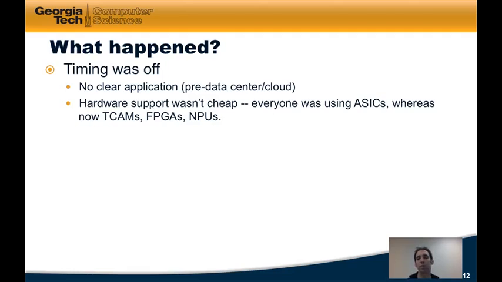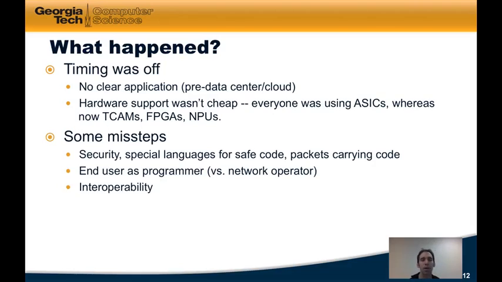Additionally, hardware support wasn't cheap. Everyone was using ASICs to support this type of technology. Now we have a lot more options to support programmable data planes, such as TCAMs, FPGAs, and network processors. There were also some missteps. In particular, there was a lot of focus on security, providing special languages for safe code, talking about packets that carry code, etc., and maybe too much focus on this as opposed to the general concept or the overall goal of how do we provide programmability in the network. So whether it's done by a capsule or by a programmable switch was less important than simply providing that programmability or flexibility in the infrastructure.